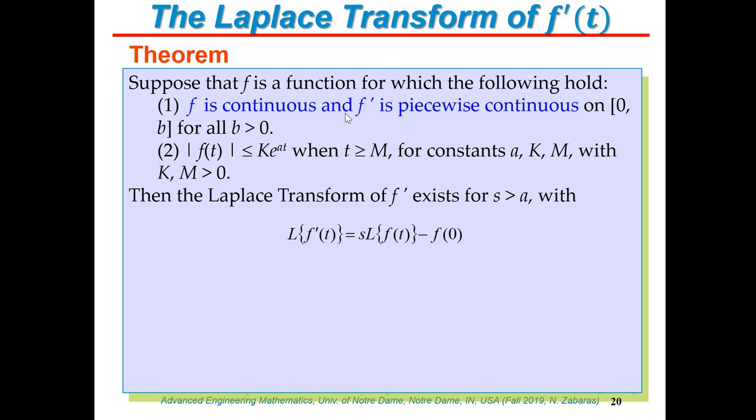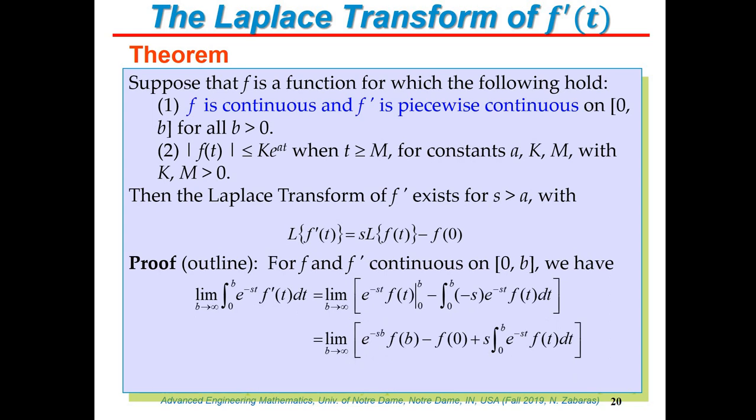f needs to be continuous now, and f prime, the first derivative of f, needs to be piecewise continuous on some interval from 0 to b. And then f of t needs to be bounded by this exponential function k e to the at. Okay, this is very important. And once those two things are satisfied, then the Laplace transform of the derivative is s times the Laplace transform of f minus f of 0.